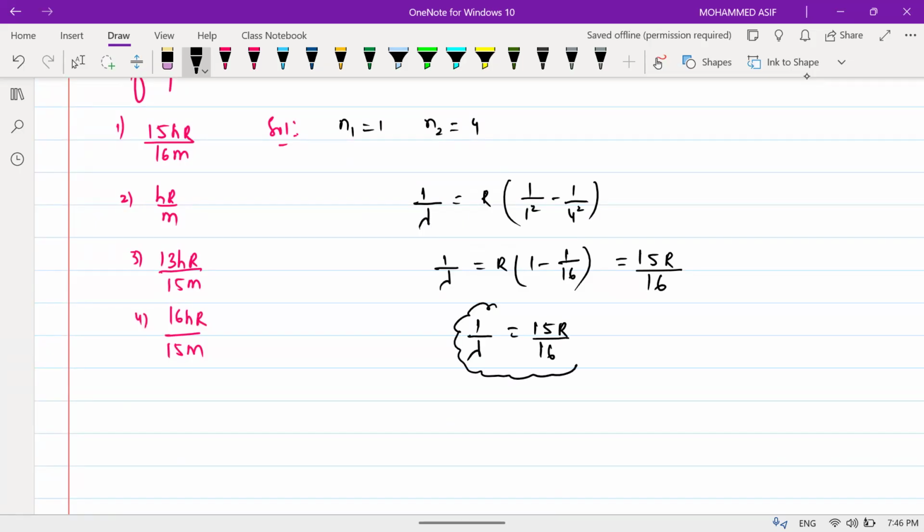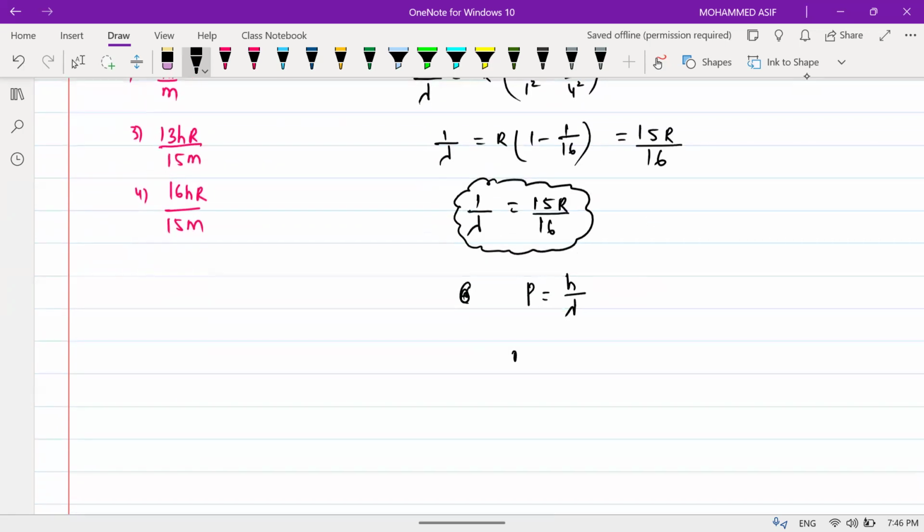So when this is happening, energy of the photon is given by the formula E is equal to h nu, and momentum of the photon will be equal to how much, beta? p is equal to h divided by lambda. In terms of velocity, it is m into v is equal to h divided by lambda. Clear? Recoiling velocity. So this velocity will be equal to h divided by m into lambda, that is equal to h divided by m into 1 by lambda, which is how much, beta? 15 into R divided by 16.